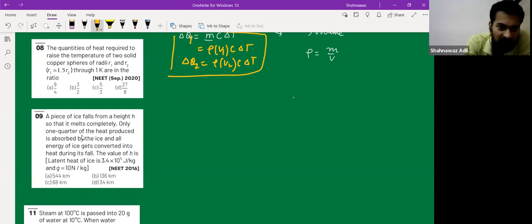Okay, so this question: a piece of ice falls from a height h so that it melts completely. Only 1/4 of the heat produced is absorbed by ice, and all energy of ice gets converted into heat during its fall. The value of h is what? So this came in NEET 2016, right? Can you guys solve this?